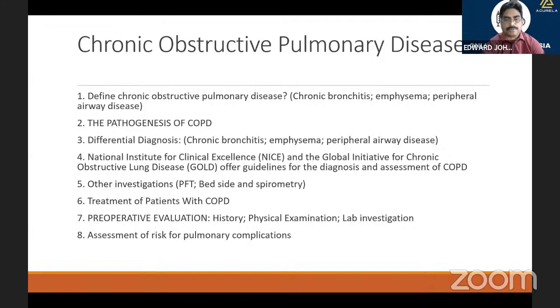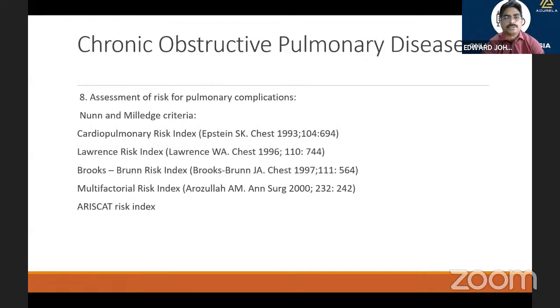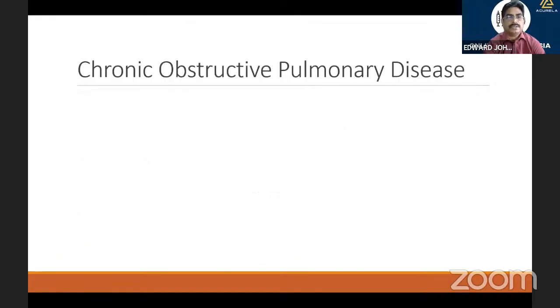And also the assessment of the risk of pulmonary complications. There are so many risk factors. Nonmullins criteria, cardiopulmonary risk index, Lawrence risk index, Brooks-Brunn risk index, Arozullah risk index, and Arozullah-Scott risk index. So there are so many risk indices. Please go through them. It is given in the journals. Some textbooks have mentioned it, but it is available in the journals only.